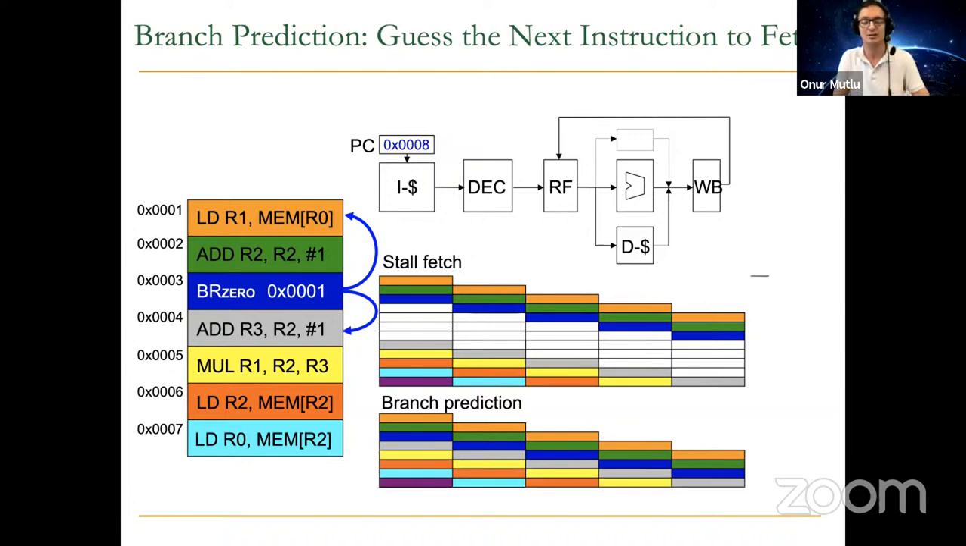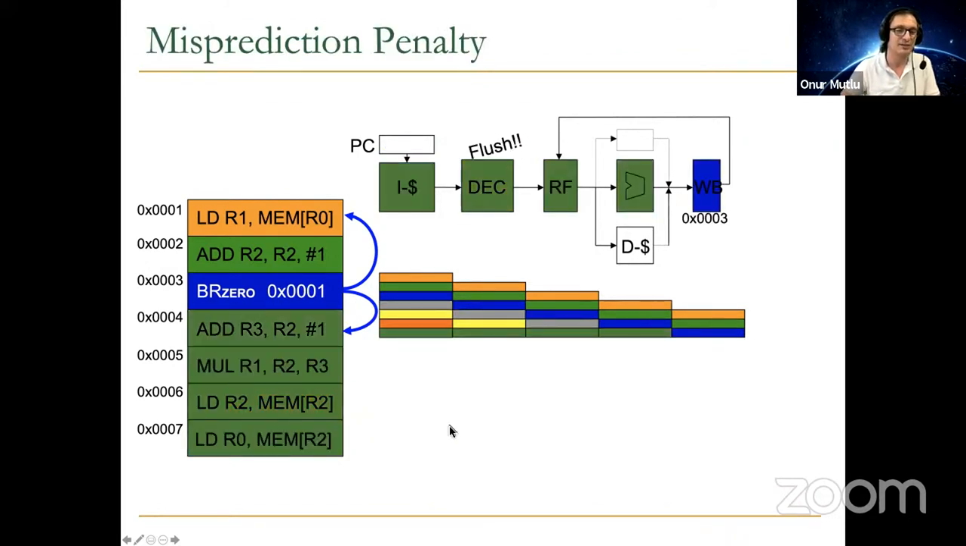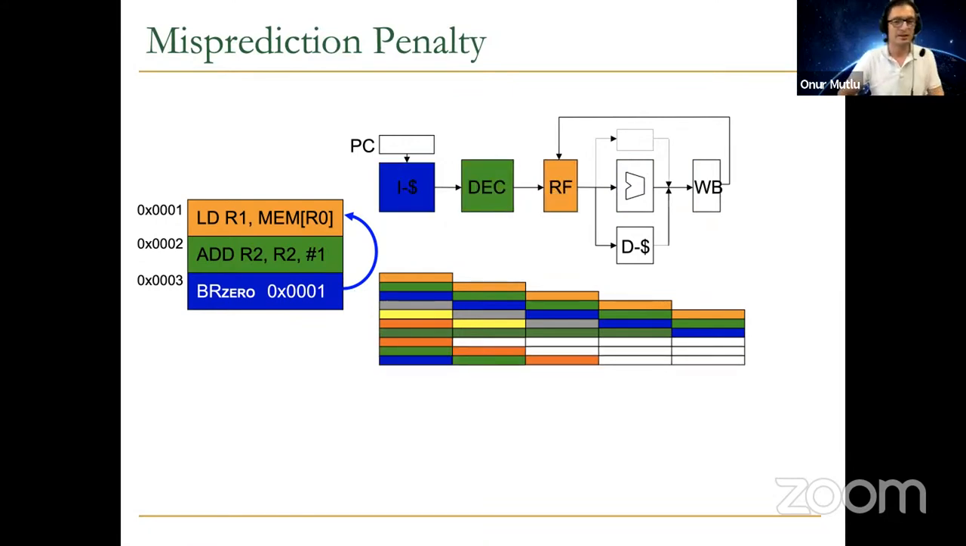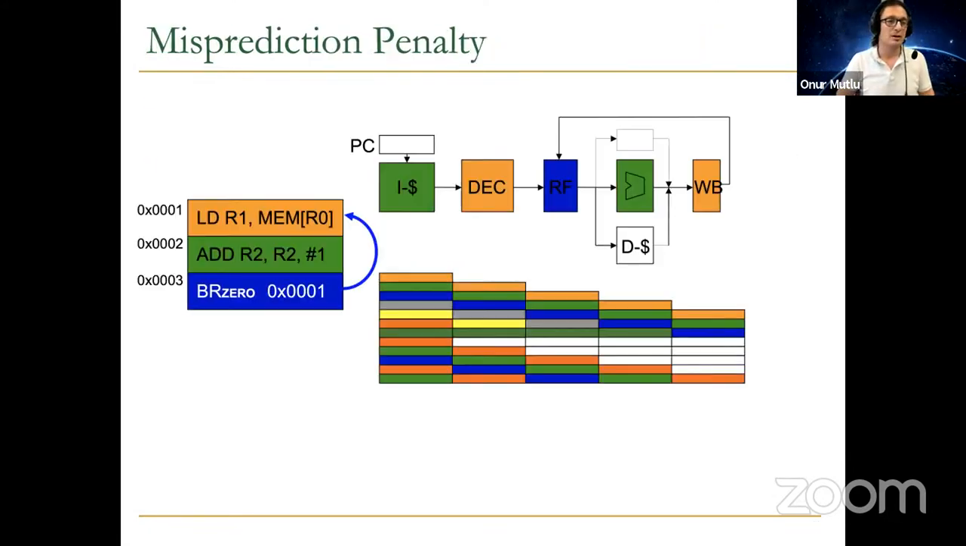And you can do this animation on your own. We're already past this point, actually, because we already know that branch prediction is a good idea. But if you do this, you can see that we immediately gain, even in the shallow pipeline, 1, 2, 3, 4, 5 stages, right? We immediately gain a 33% performance improvement, right? Okay. But of course, if you mispredict, then you need to flush the pipeline, okay? And we know that also.